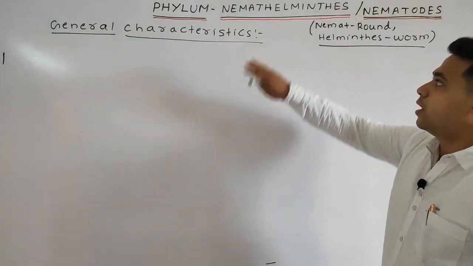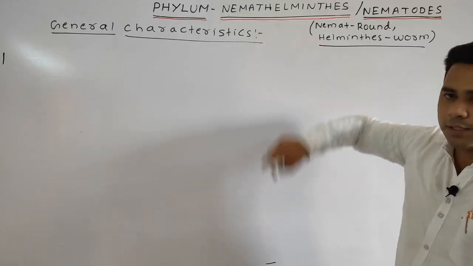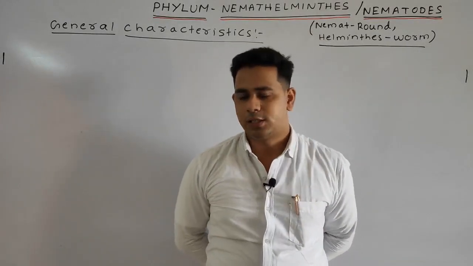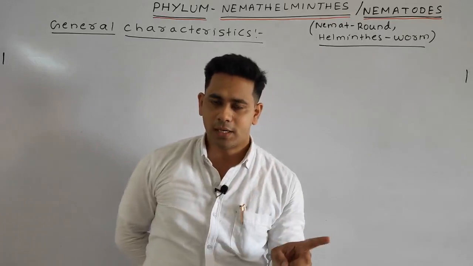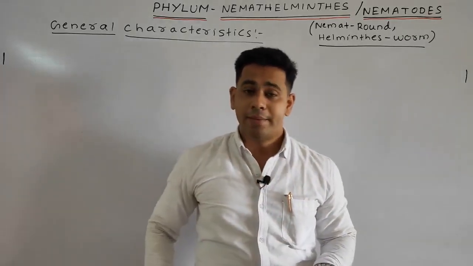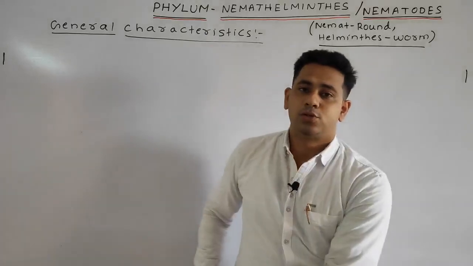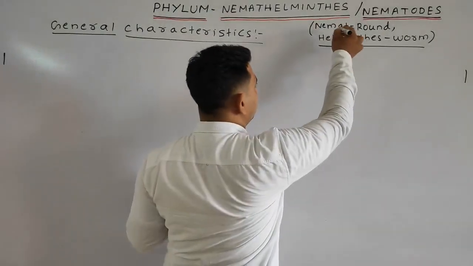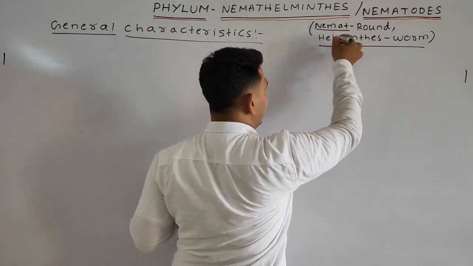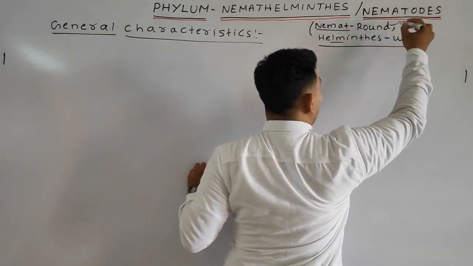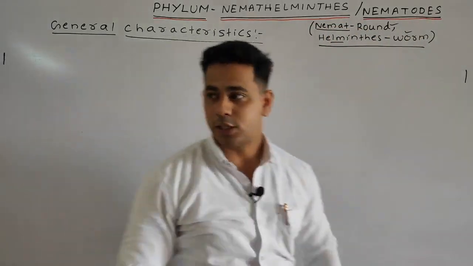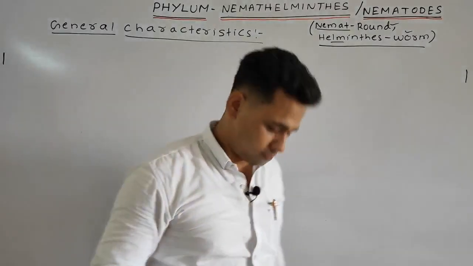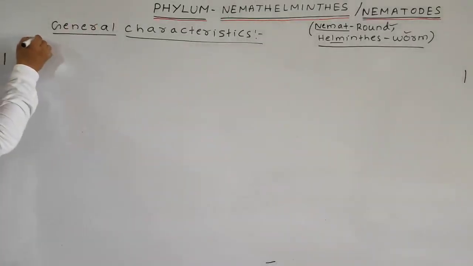Today we'll discuss our new phylum, that is Nemathelminthes. Students, if we break the word Nemathelminthes, we find two words: one is nemath, the other one is helminthes. Nemath means round. Helminthes means, students, we know, worm. So nemath means round, helminthes means worm. In the case of the Nemathelminthes, these are commonly called round worms.